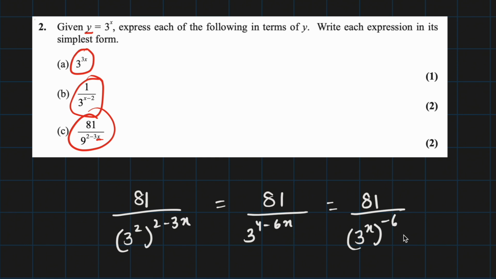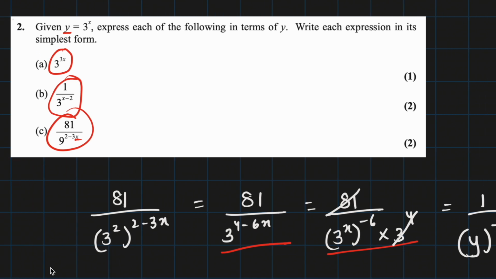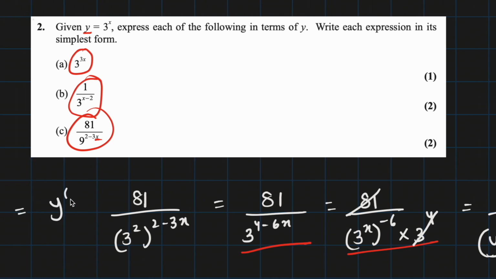But I have this plus 4, so multiplied by 3 to the power 4. Notice, this is the same as this. Then, 81 divided by 3 to the power 4 is just 1. 3 to the power x is y to the power minus 6. Bring this to the top and I have my answer, y to the power 6.